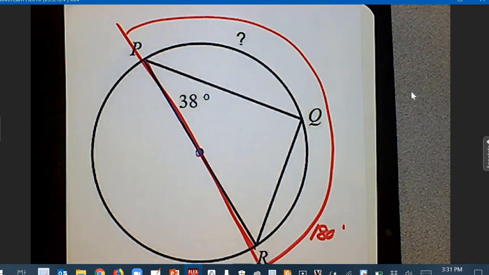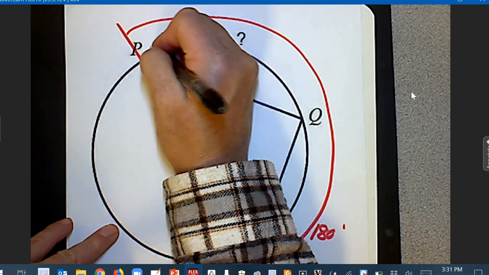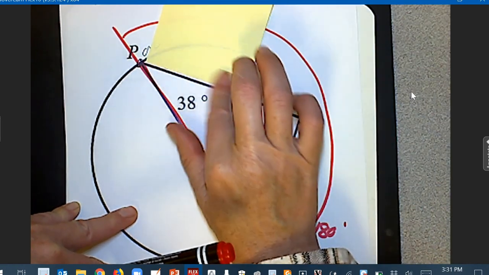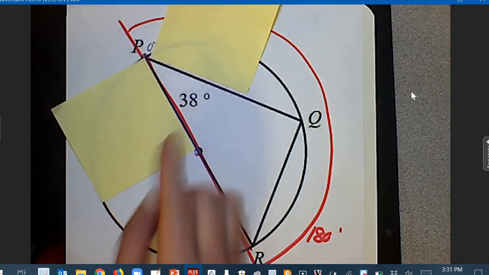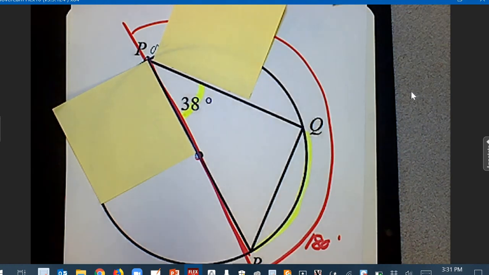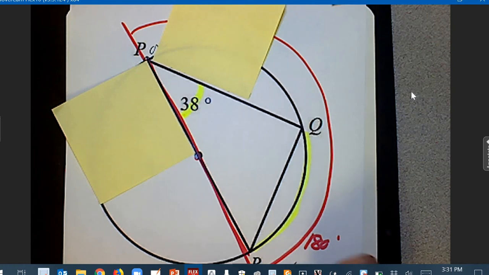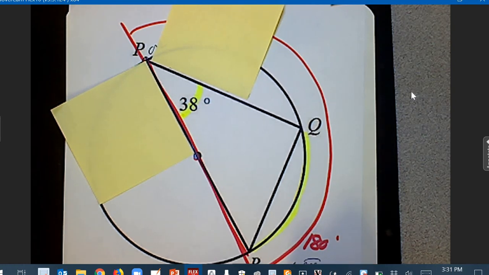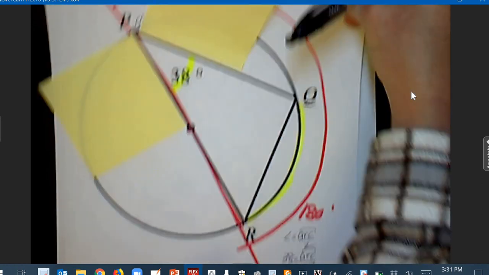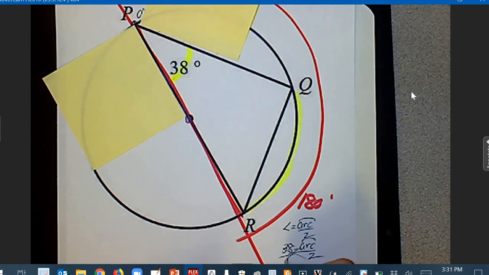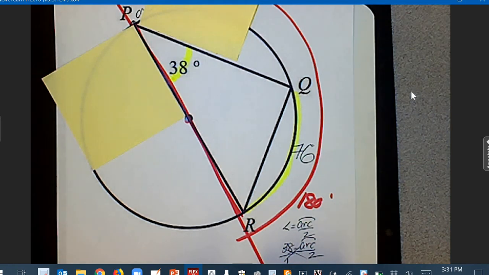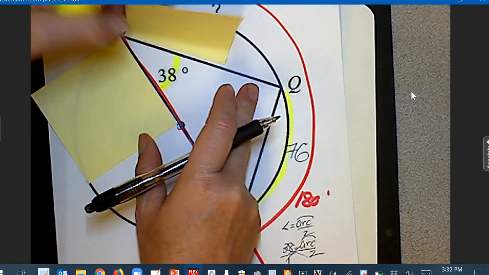Now we have an inscribed angle. Once again, for an inscribed angle, the vertex is on the circle. That's where you frame with the Post-it notes. Please get in the habit of framing up those angles. So sweep the angle, sweep the arc. We know that the angle is half of the arc. So basically to find the arc, you're simply doubling the 38. So we get 76 degrees. You ask yourself, what else can you find?